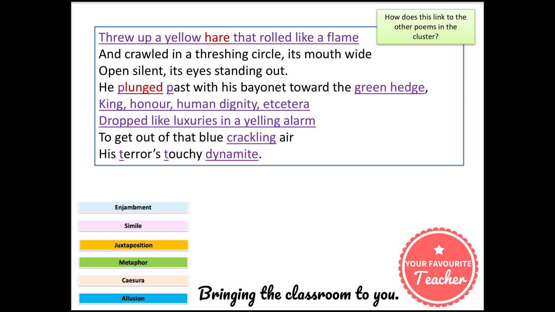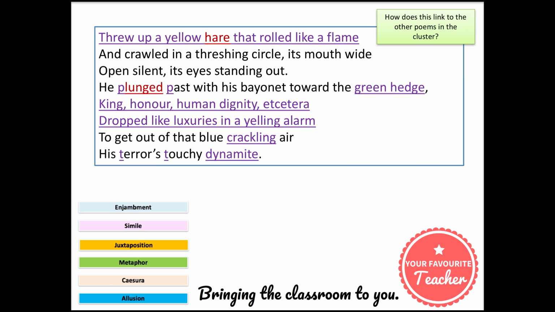Often with war poetry, as a way of detaching from what you're doing and from the killing, you have methods of doing that, and that might be one of those. Yellow is normally the colour associated with being a coward. That might be relevant. Rolled like a flame, we've got another simile here, perhaps out of control. Flame, we know, has connotations of hell, danger, things like that. Crawled in a threshing circle, its mouth wide open, silent, its eyes standing out. It's bewildered, this hare, if it is in fact a hare.